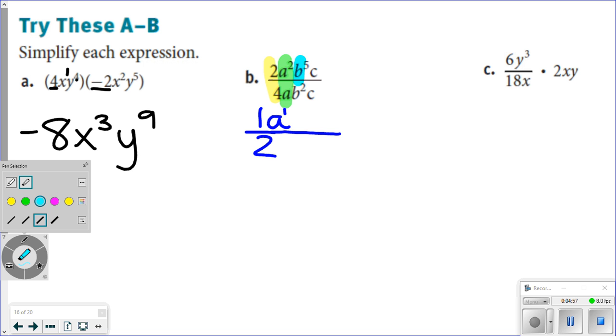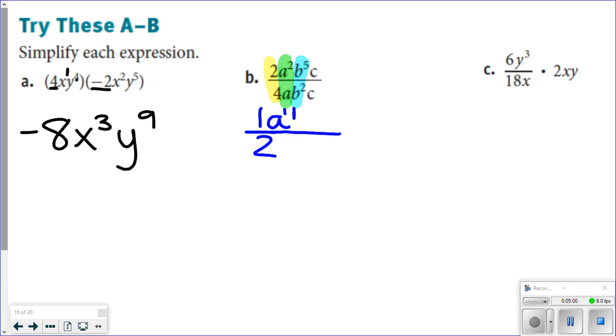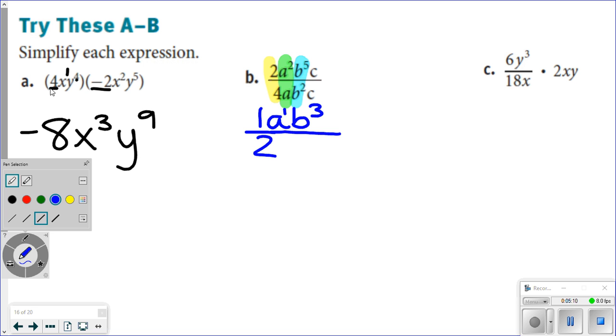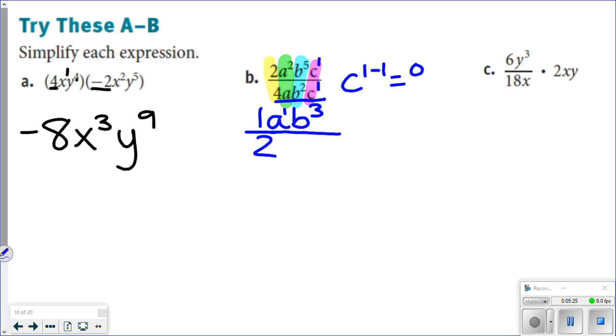And then next is the B's. And I have 5 minus 2, which is 3. And then lastly, if we look at the C's, we have C 1 minus 1. Well, 1 minus 1 is 0, so I don't have any C's, so it's gone. So you could leave your answer like this. These C's cancel each other out, so they're totally gone.